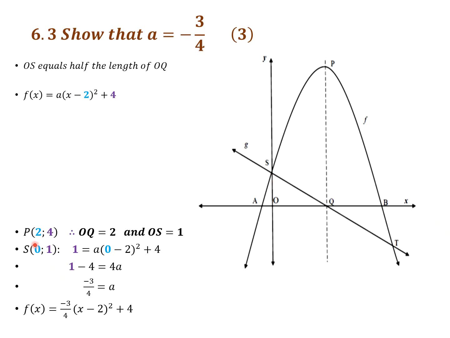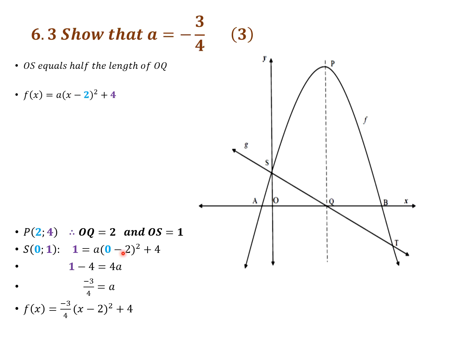Right, so you see there, P is (2, 4), therefore Q is 2, so OQ equals 2, therefore OS equals 1. Alright, so S is a y-intercept, so for S my coordinates would be (0, 1), and for Q my coordinates would be (2, 0). Right, so if I take S (0, 1) and substitute it in, my y value there is 1, while my x value there is 0.